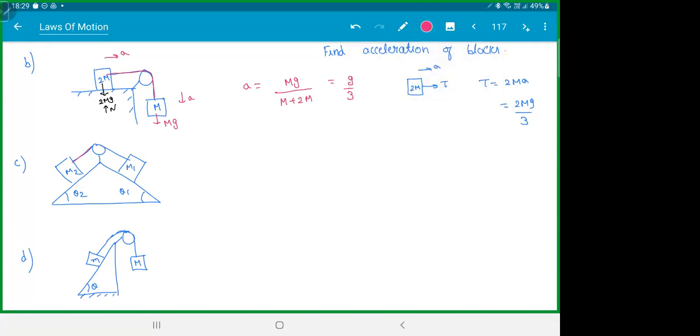So we are taking components along the string. What is this component? M1 g sin theta 1. What is this component? M2 g sin theta 2. I will assume M1 is going down, so if this is down, this is up. So acceleration a will be: M1g is supporting the motion. M1 g sin theta 1 minus M2 g sin theta 2, divided by total mass. That's it. Single step. Clear?